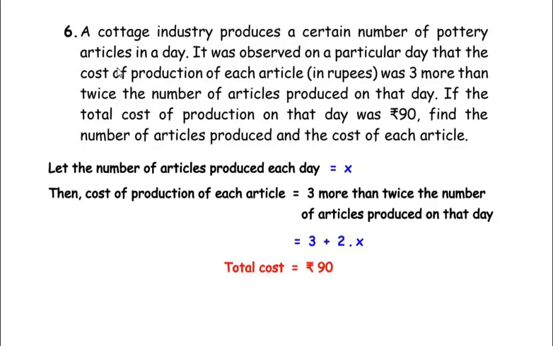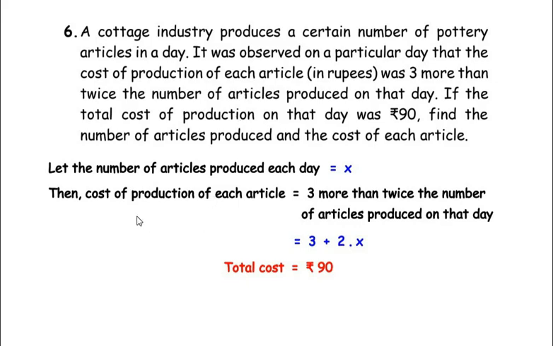So information about a cottage industry is given, which makes some pottery articles every day. Here we do not know how many articles it produces in a day. So we have written, let the number of articles produced each day be equal to X. Now it is given that on a particular day it was observed that the cost of production of every article was 3 more than twice the number of articles. So this becomes our second statement.